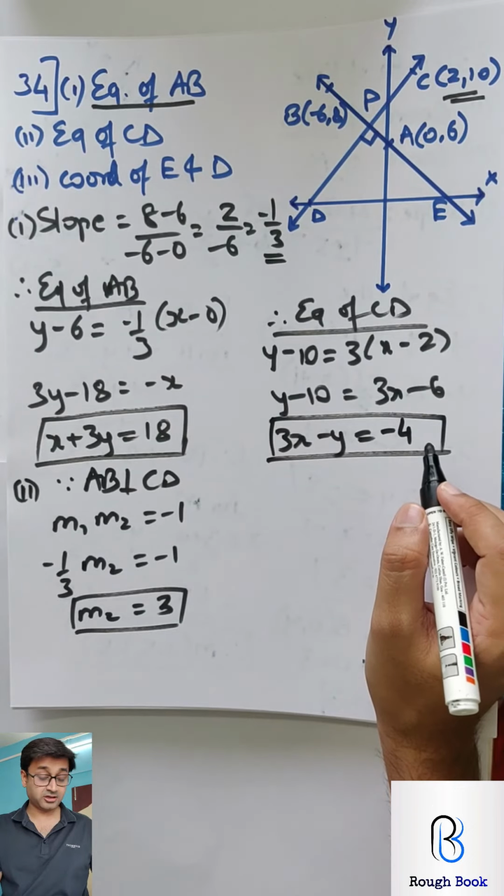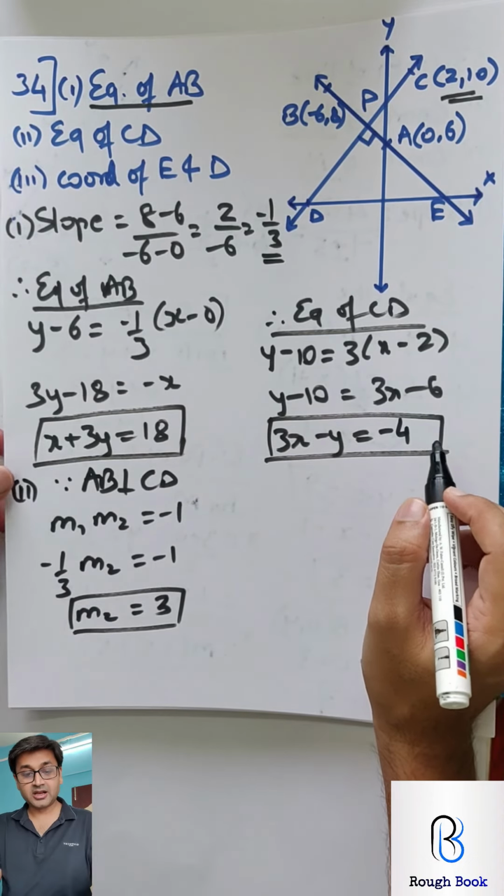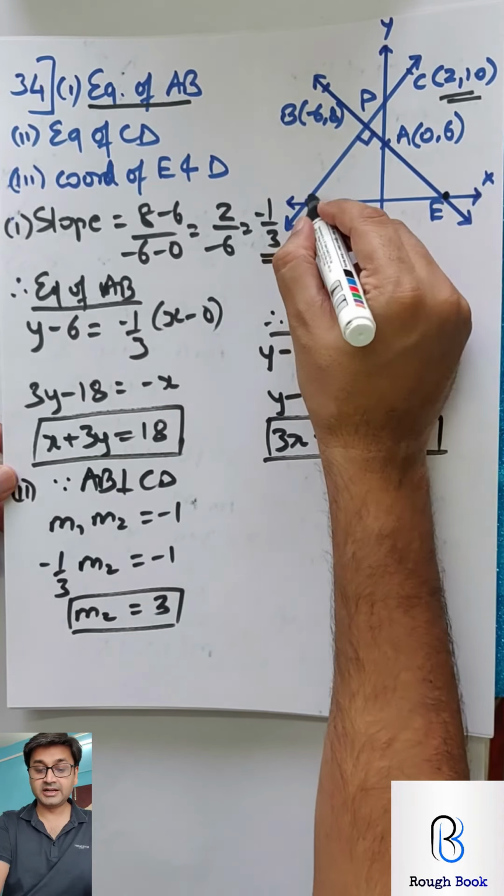So 3x minus y minus 4. I hope I am correct. 3x minus y minus 4. Perfect. Last one, coordinates of E and D.